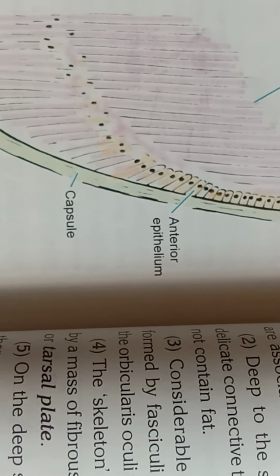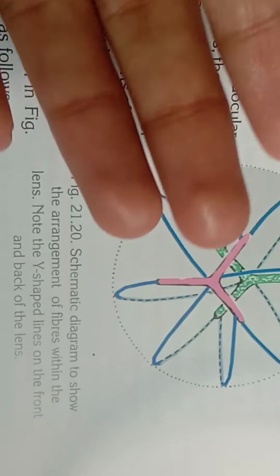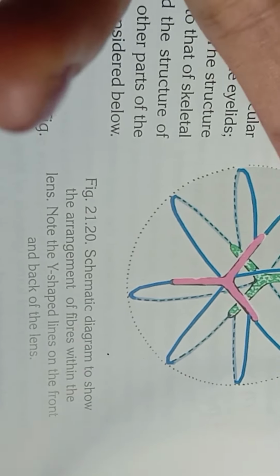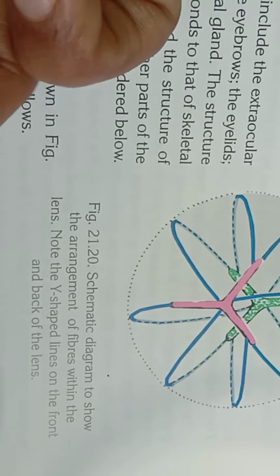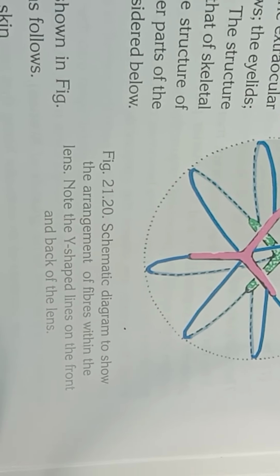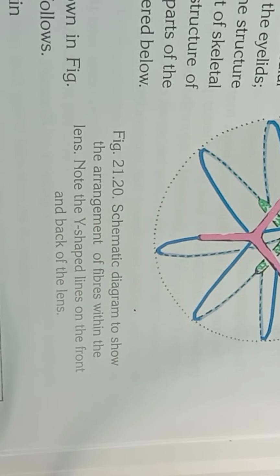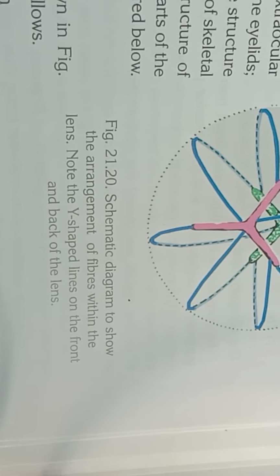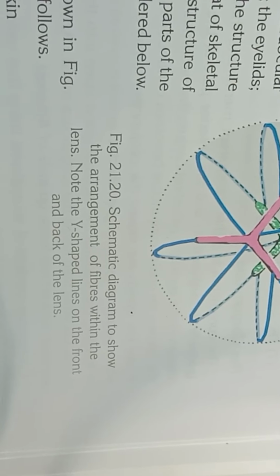When the lens is examined from the front, it appears to have some faint lines, forming a Y-shaped structure. Note the Y-shaped lines on the front and back of the lens. It is seen more commonly in the fetus. In the fetus, these lines form a Y shape, upright on the front of the lens and inverted at the back, and these lines become more complex in the adult.